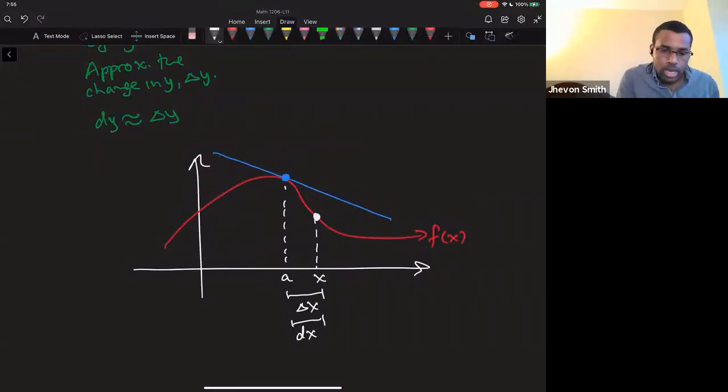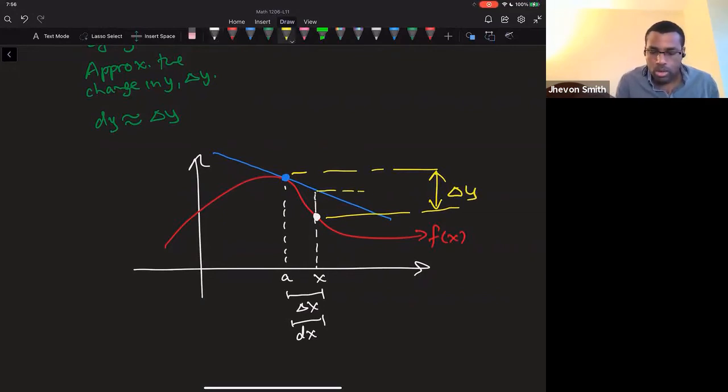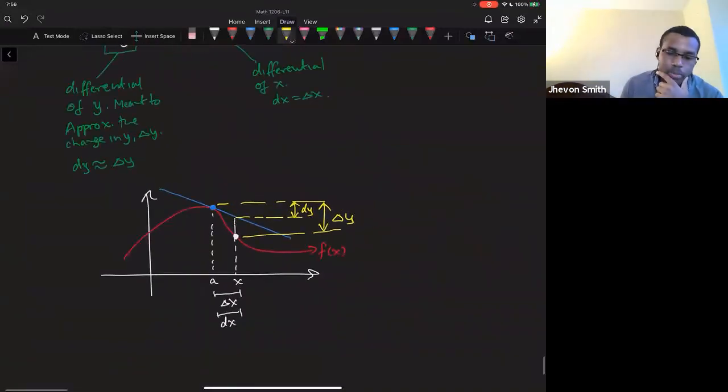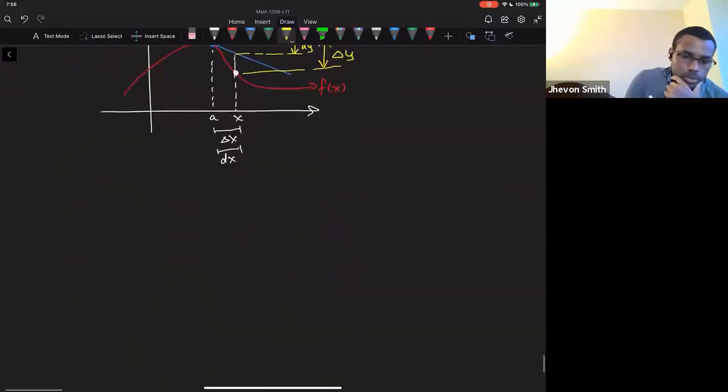However, the change in your y value is in general not the same as the change in the value given by the derivative, the tangent line approximation. So the idea is when these guys are close, your dy is close to your delta y, but they're not exactly the same. But your dx is always going to be your delta x.